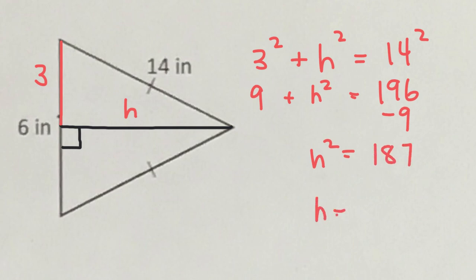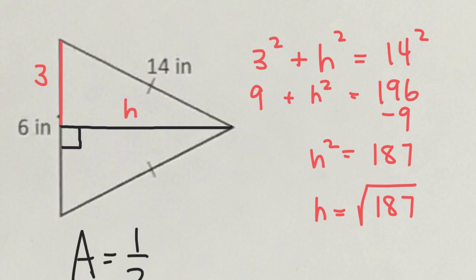Okay, and finally, taking the square roots, the height of this triangle is the square root of 187, which I don't know what that is off the top of my head. And that's okay if you don't either. You don't have to write down what the exact height is on your piece of paper or as a decimal. You don't actually have to calculate that at all. What you do have to calculate, though, is the area.